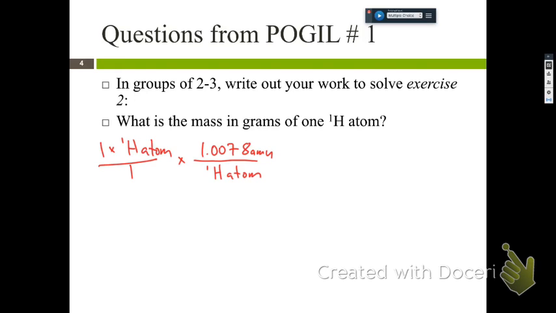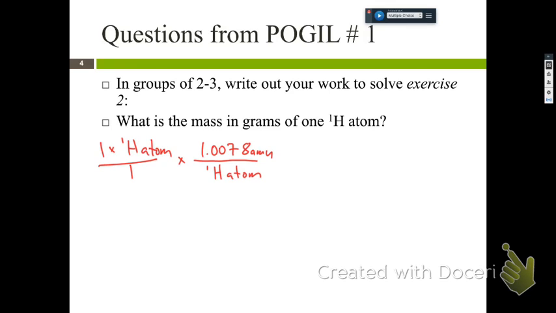I just wanted to stop right there and say, we've only done one step so far, and that one step has taken something from the number of them to how heavy they are in AMU. That doesn't answer the question. So what do we need to do to go from how heavy they are in AMU to how heavy they are in grams? Can I get a new voice? Who hasn't talked yet? Kevin.